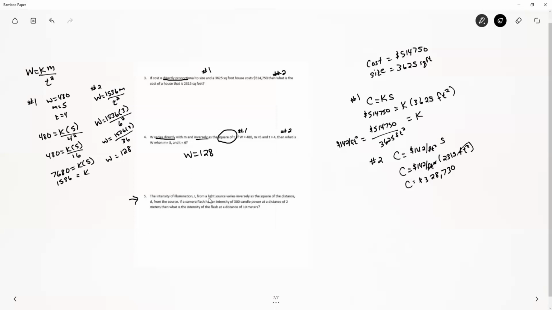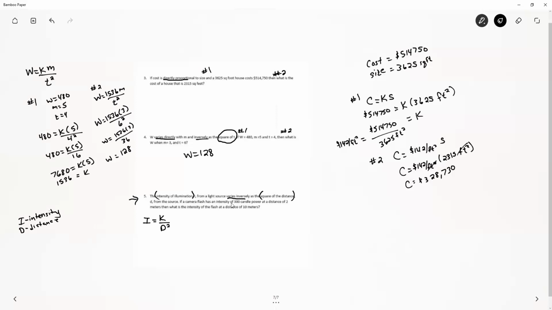Okay, assuming you have paused the video. The intensity of illumination I from a light source varies inversely as the square of the distance. So they tell us I is our intensity, and D is our distance. So I is equal to K over the square of the distance, so D squared. So the intensity of illumination varies inversely with the square of the distance.